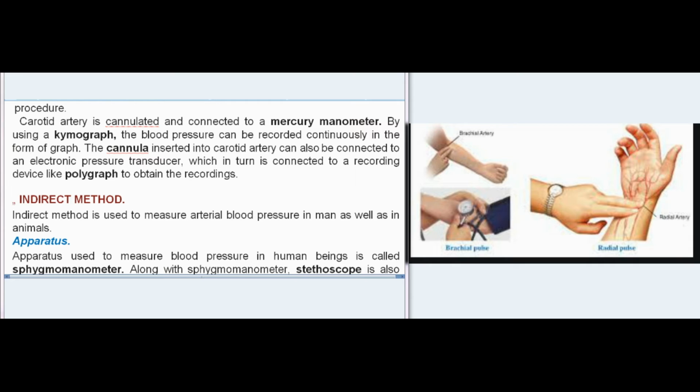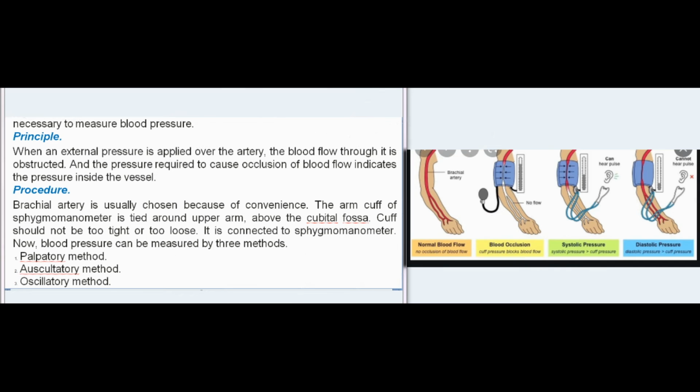Indirect method. Indirect method is used to measure arterial blood pressure in man as well as in animals. Apparatus. Apparatus used to measure blood pressure in human beings is called sphygmomanometer. Along with sphygmomanometer, stethoscope is also necessary to measure blood pressure. Principle. When an external pressure is applied over the artery, the blood flow through it is obstructed, and the pressure required to cause occlusion of blood flow indicates the pressure inside the vessel.